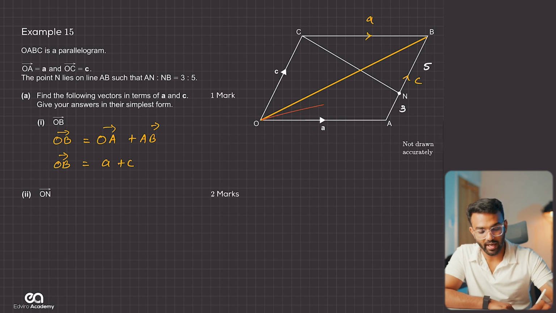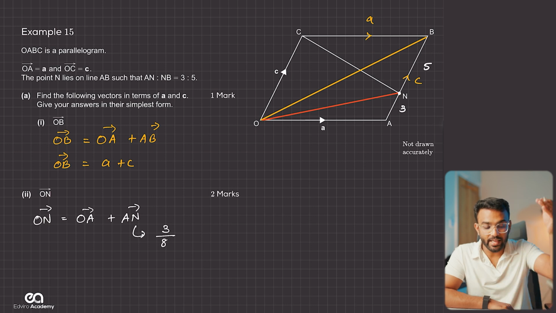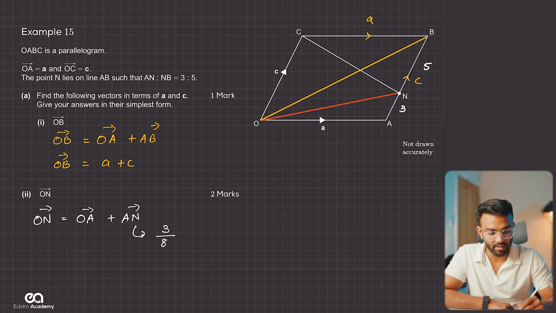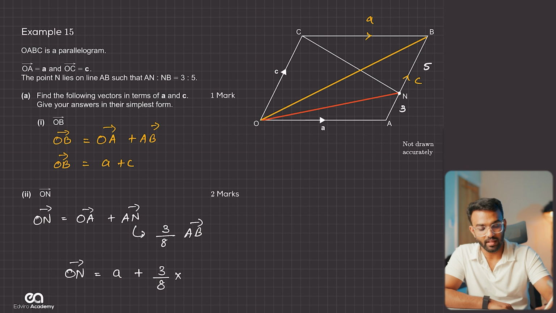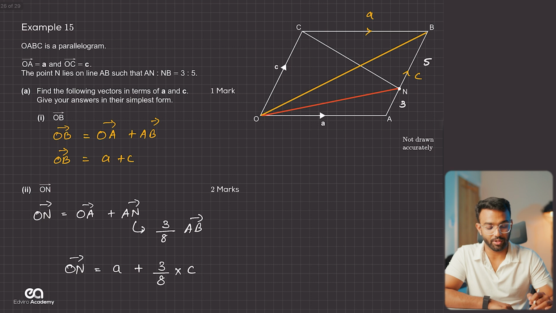All right. O to N is this red line, and the pathway for O to N would be O to A plus A to N, but A to N happens to be 3 by 8. Okay, 3 out of 8 of a fraction of AB. Is that okay? All right, so this would be ON equals OA, which is A, plus 3 by 8 times AB, which is C. So that would be just C, and that's it. So ON could be just written like that.